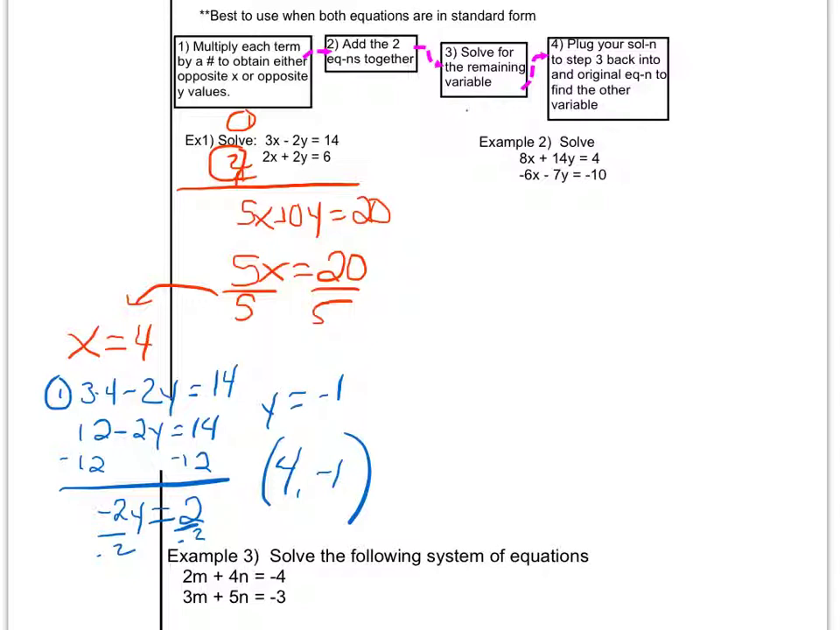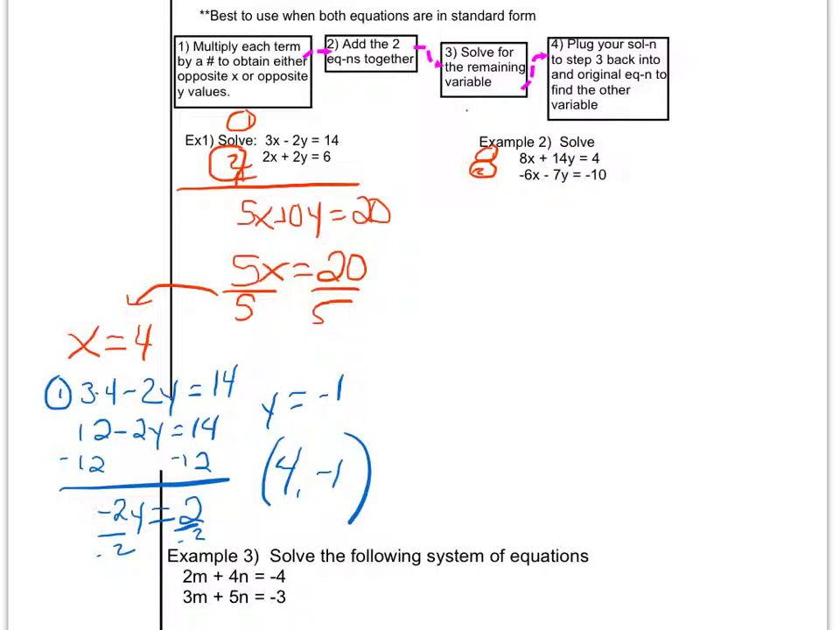Looking at example 2, again, I'm going to go ahead and check and see if either equation 1 or equation 2 have any opposites. I notice that they don't, so I am going to have to do step 1 this time. 8 and -6, not opposites. 14 and -7, not opposites. If I start thinking about my multiples between 8 and -6, the first multiple that they have in common is going to be 24. I know that in order to get to 24, I'm going to have to multiply both the 8 by something and the 6 by something.